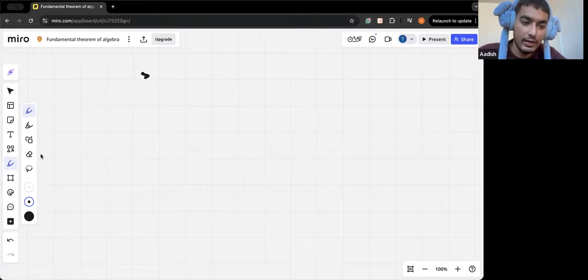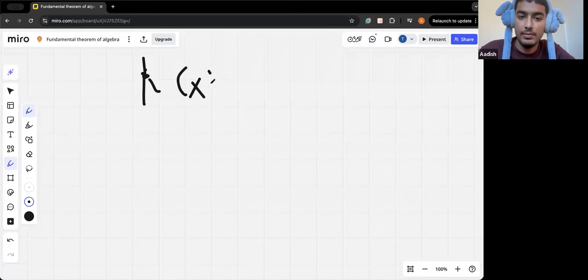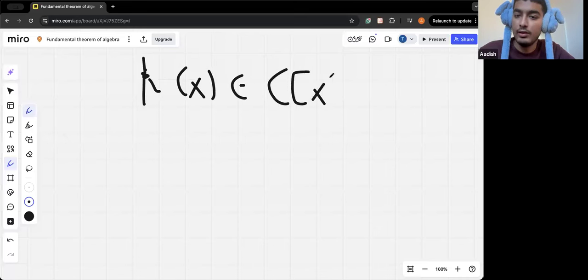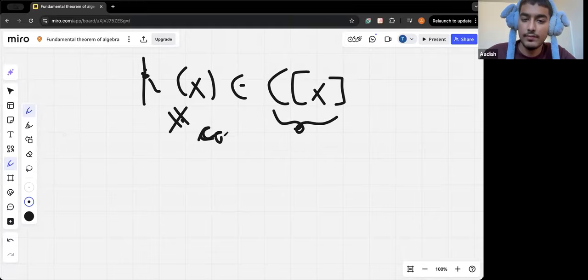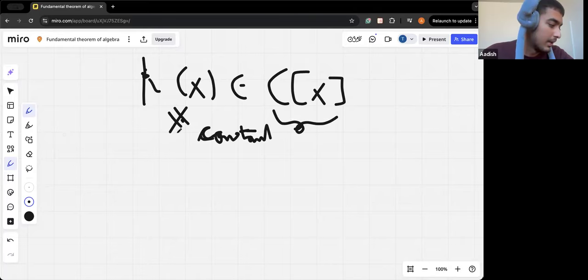Everyone knows this, I think, but the statement says that every polynomial with complex coefficients, so this means the set of all polynomials with complex coefficients, such that p is not a constant, has a complex root.